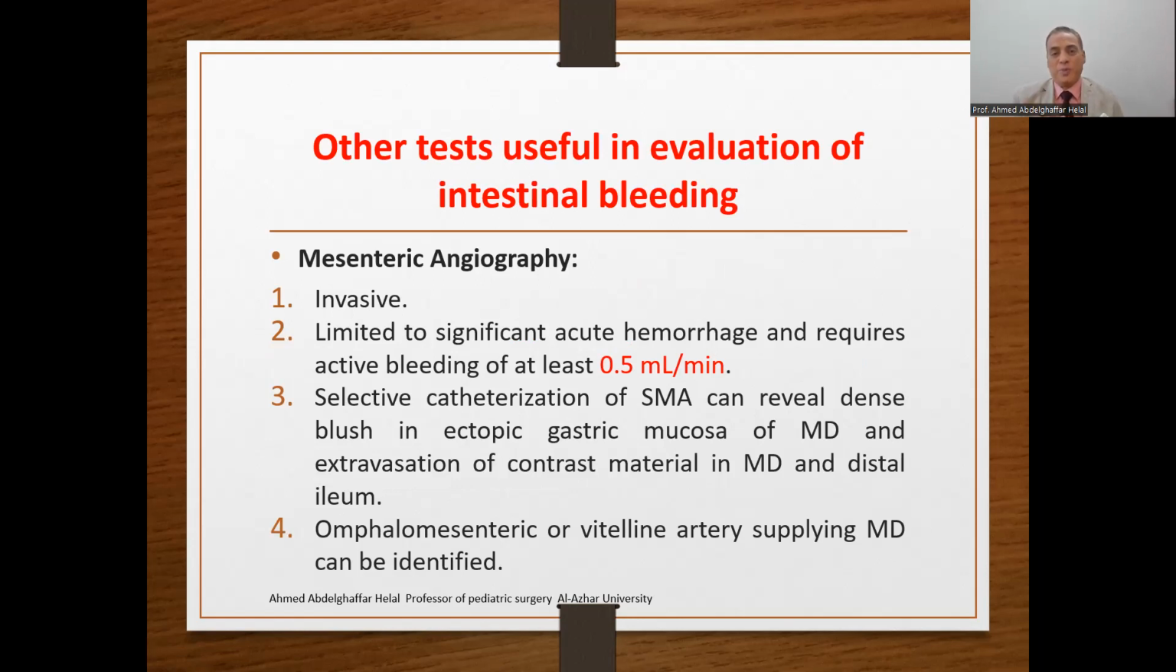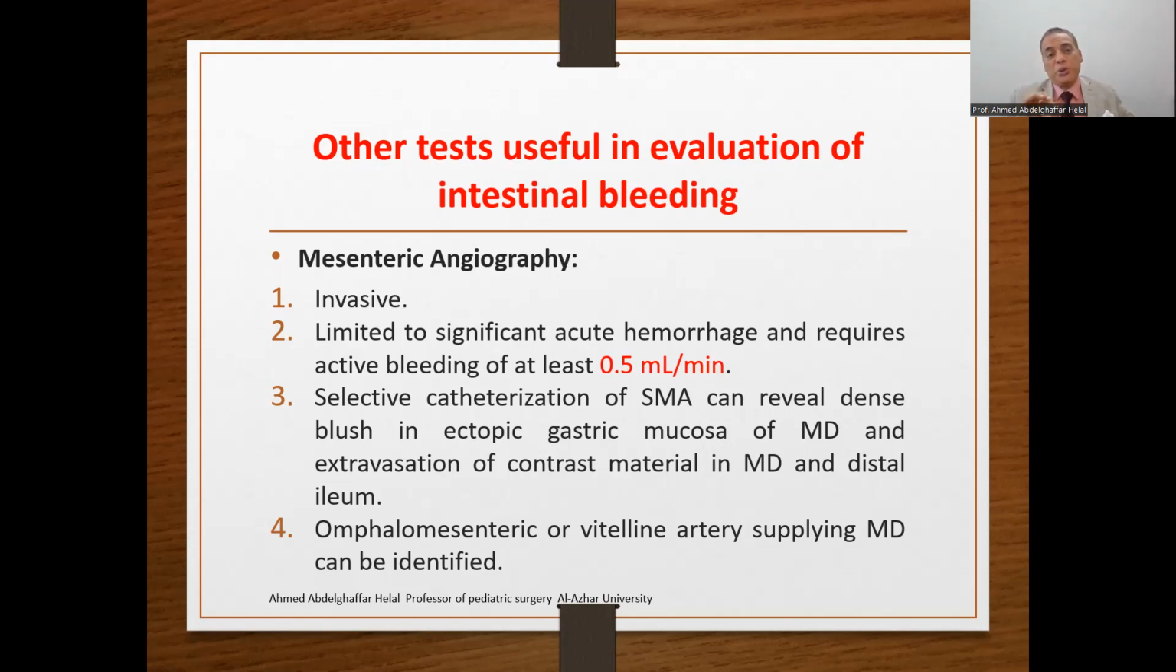We can perform selective catheterization of the superior mesenteric artery to identify the presence of the ectopic gastric mucosa. However, it is an invasive test. Number two, it is limited to acute hemorrhage, requiring active bleeding of at least 0.5 milliliters per minute.